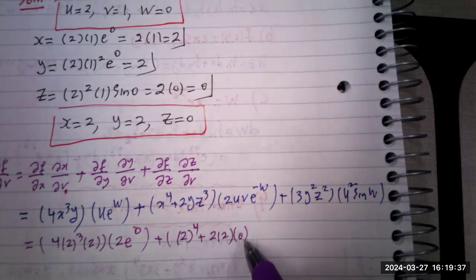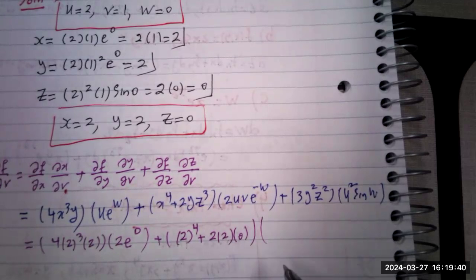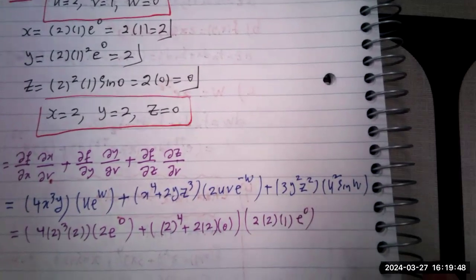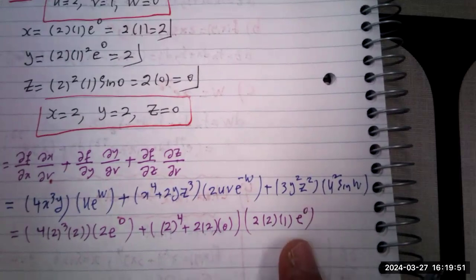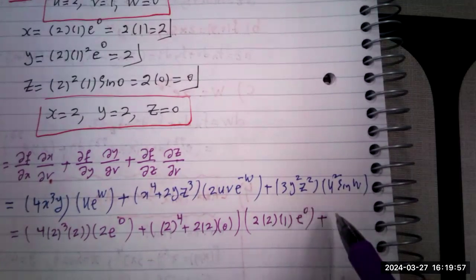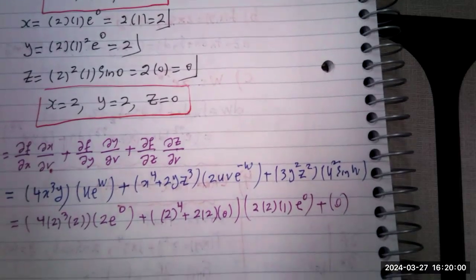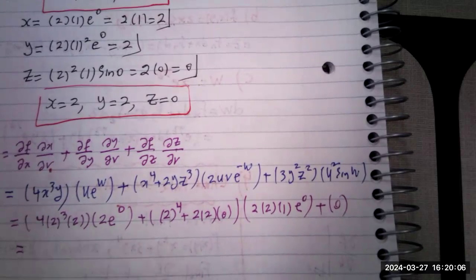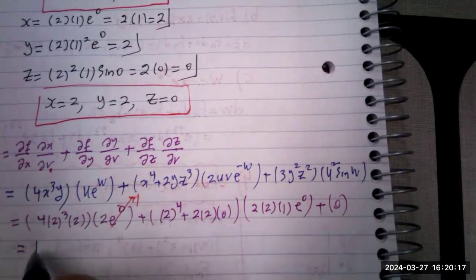z cubed, z is 0, so that would disappear. Okay, times 2uv, u is 2, v is 1, e to the w, e to the 0. Okay, that's the second part. The third part would be 0 because z is 0, so everything would be 0. We don't have to worry about this one. So this is going to be equal to 2 cubed would be 8 times 4, 32, 64. And this is 64 times 2, 128. Okay, so that gives 128.